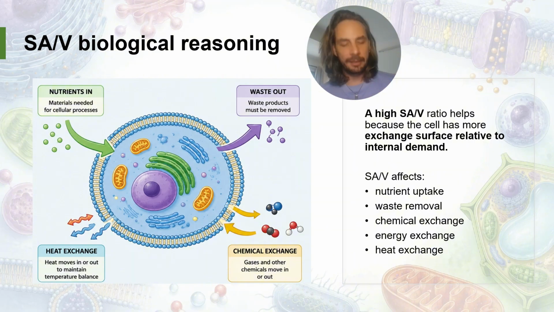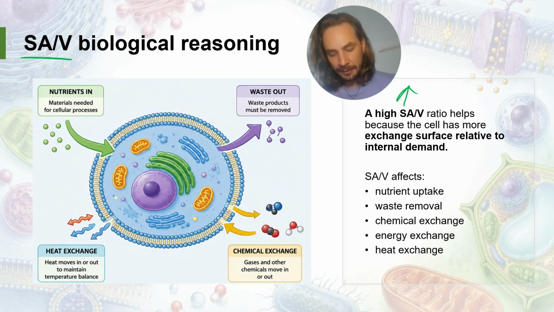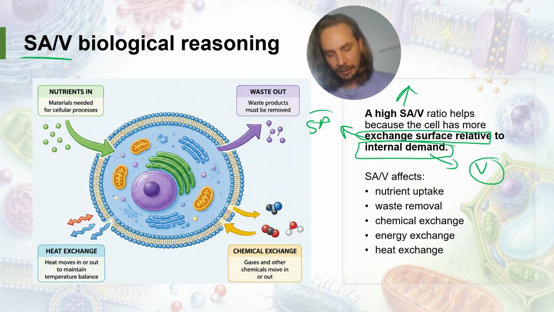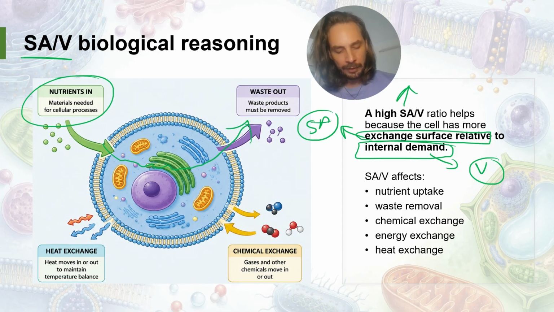Let's look at the reasoning for surface area to volume, okay? If it has a high surface area to volume ratio, it helps the cell because it means there's more exchange surface relative to the internal demand. Okay, so exchange surface is the surface area, and internal demand is the volume. Because cells need to take in nutrients, they then process these nutrients, and then waste needs to be removed. They also need to exchange chemicals.